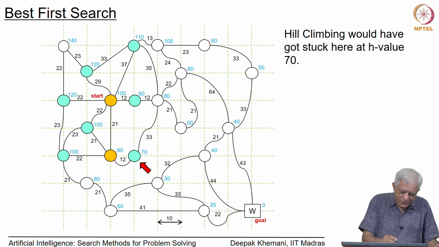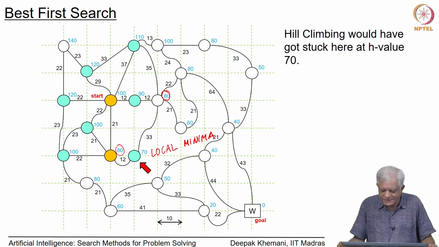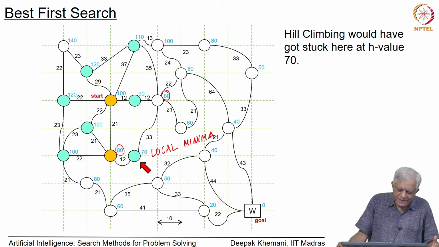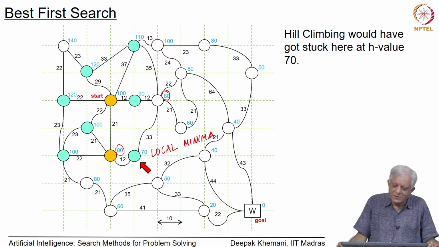One has a value of 80 and the other also has a value of 80. So, for hill climbing, this is a local maxima or local minima, and hill climbing would have got stuck at this point and terminated by saying that you can't find a path to the goal node. But as we have been saying, best first search is a complete algorithm, it is a global search algorithm, it does not throw away all these nodes in open that it has maintained.